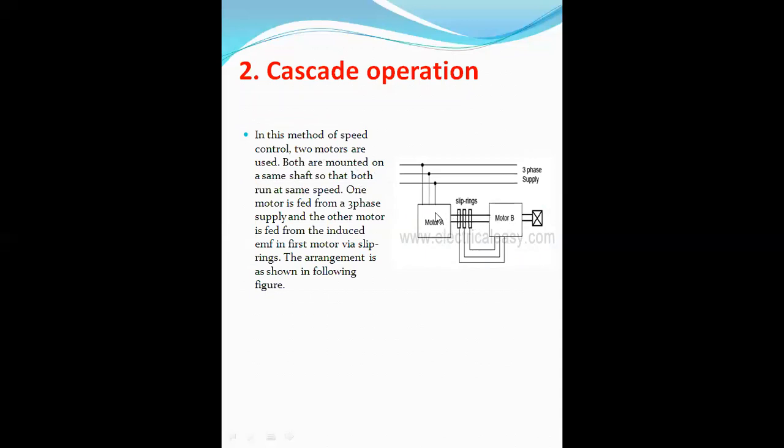This is the shaft, and both motor A and motor B are mounted on the same shaft, so that both can be run at the same speed. So both the motors are mounted on the same shaft, so that both the motors are able to run at the same speed. One of the motors is fed from a three-phase supply.